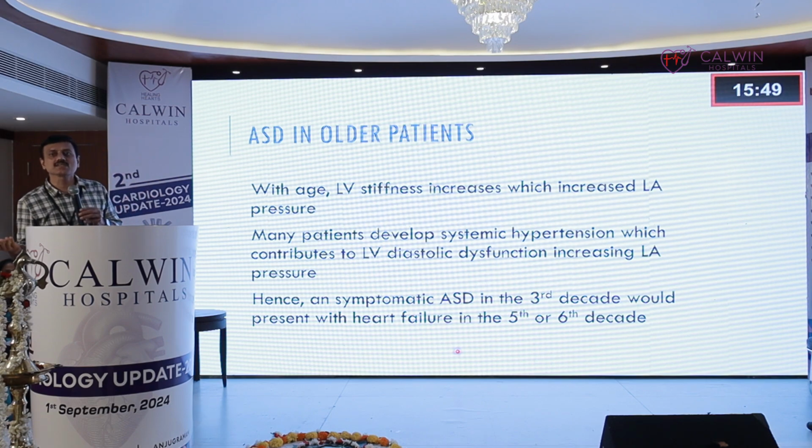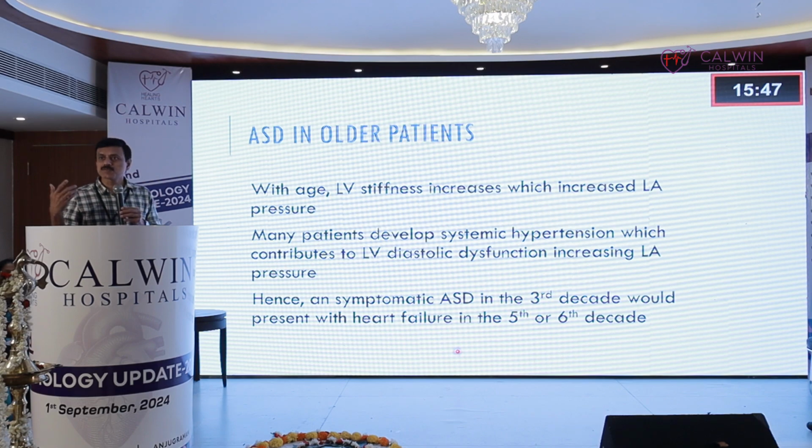That becomes an indication that whenever there is significant shunt, it has to be closed, even if the patient is asymptomatic, even if the patient is an adult. So please read the last line: an asymptomatic adult in the third decade would present with heart failure in the fifth or sixth decade. At that time, treatment is going to be much more difficult, and the outcome cannot be guaranteed, as we can give an excellent outcome in the younger individual.